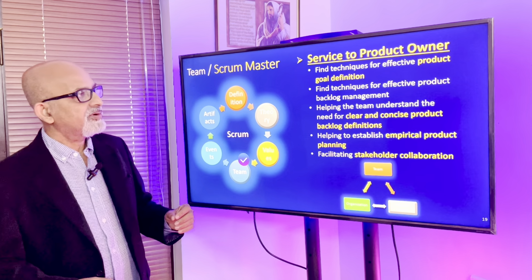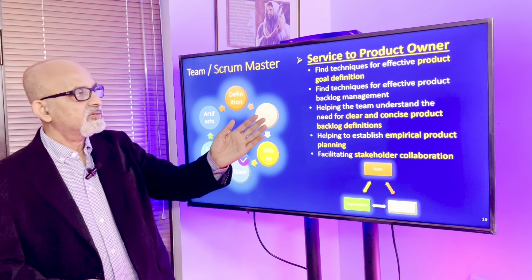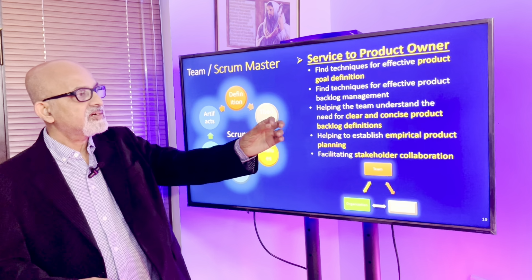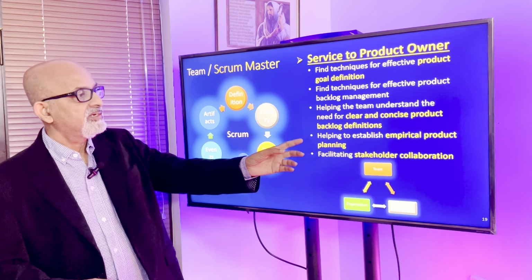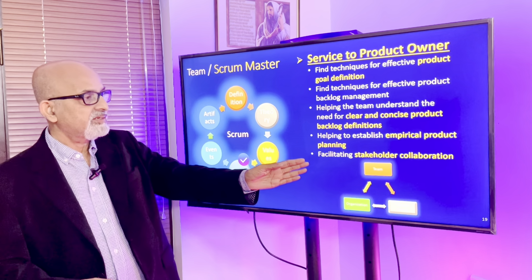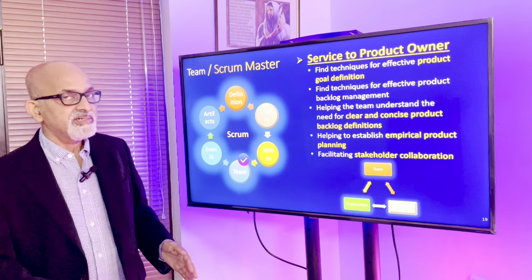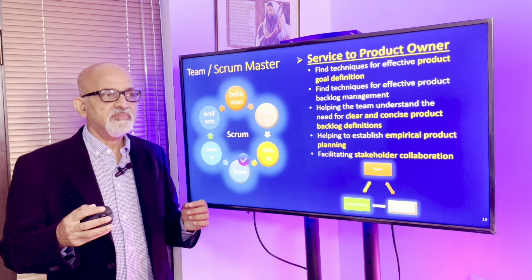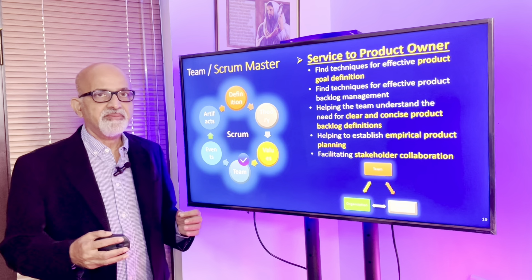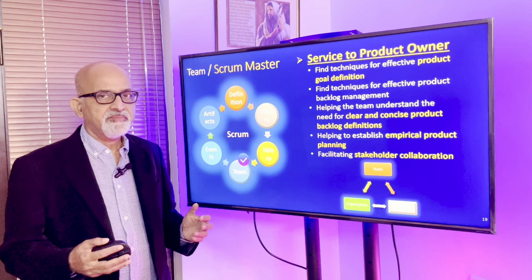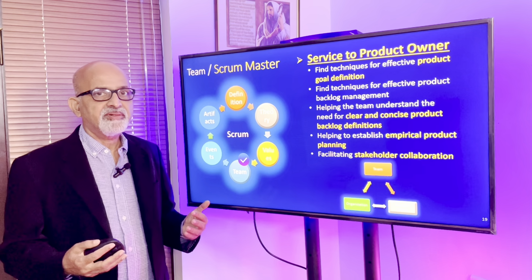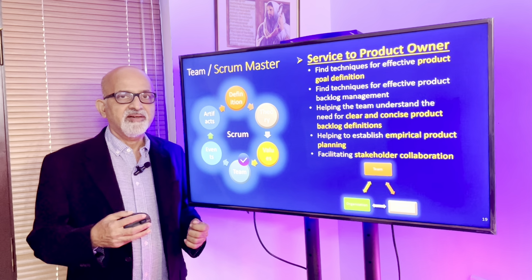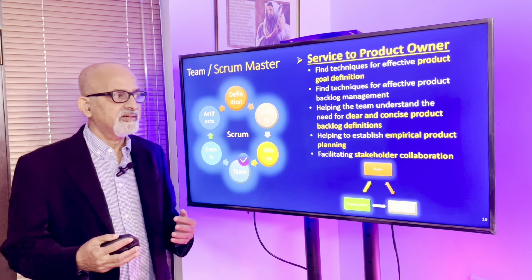Now, Scrum Master service to the product owner: find techniques for effective product goal definition, find techniques for effective product backlog management, helping the team understand the need for clear and concise product backlog definitions, helping to establish empirical product planning, and facilitating stakeholder collaboration. See, very often what I've seen in projects is that the product owner may be highly good on the functional side and at the same time need not be very technical. At that time, the Scrum Master should help the product owner in finding the right tools for product backlog maintenance, product backlog refinement, estimation, and things like that.